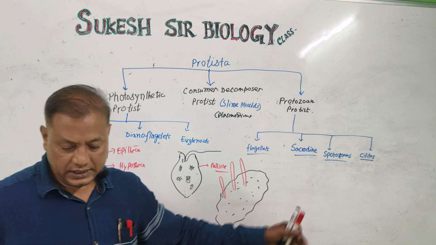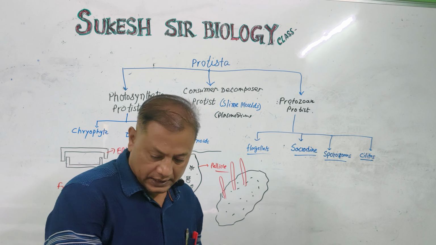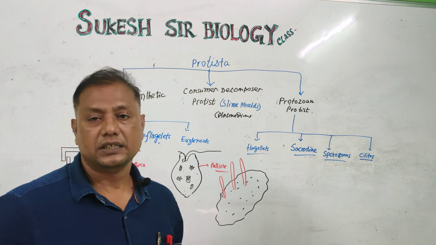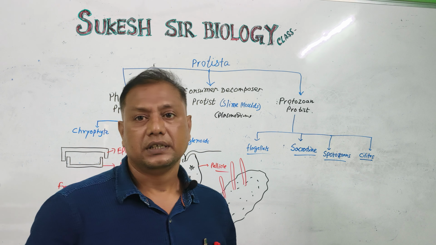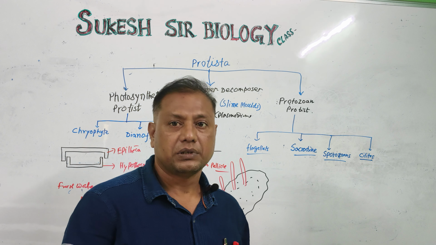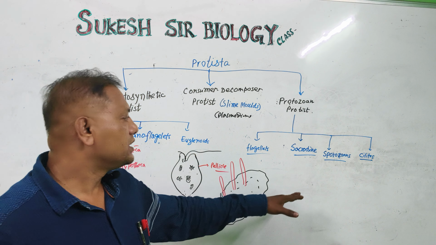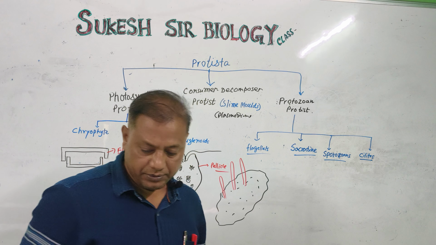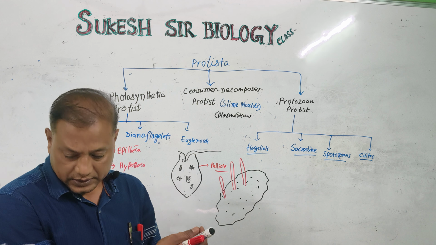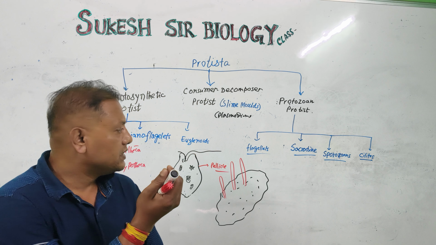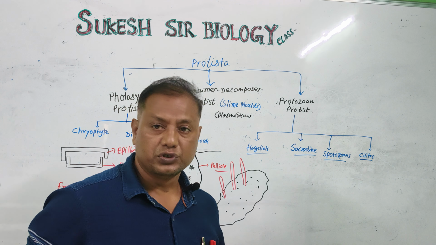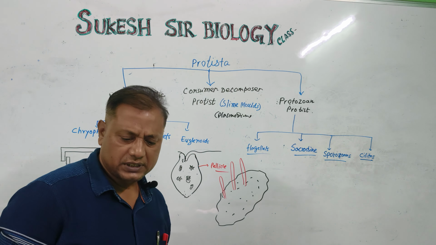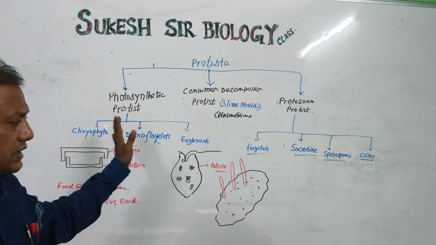Sporozoan protists are also endoparasites. Malarial parasites are sporozoan parasites. You know that malarial parasites, Plasmodium vivax and Plasmodium falciparum, are all sporozoan protists. They cause disease in our body. Then the ciliated protozoans, like Paramecium, are a kind of ciliated protist. So this is all about the protists. I think you understood the protists.